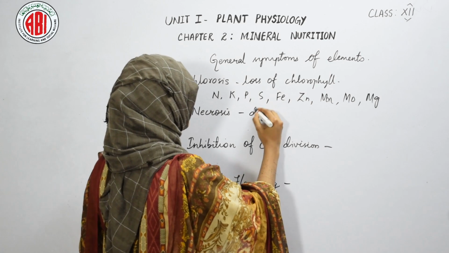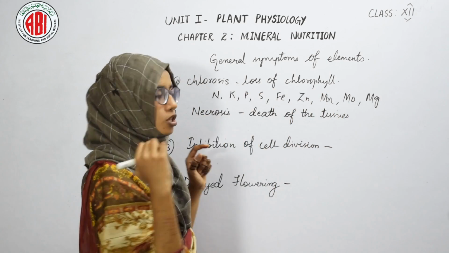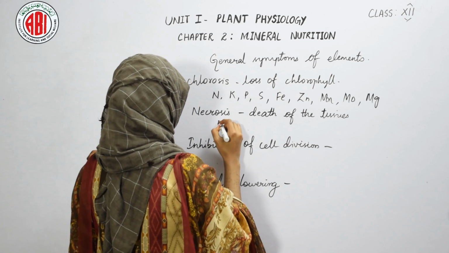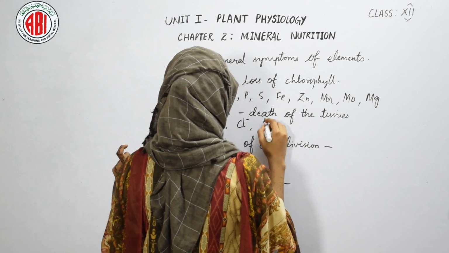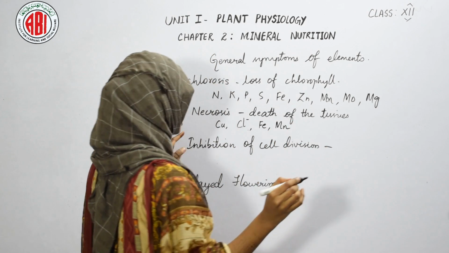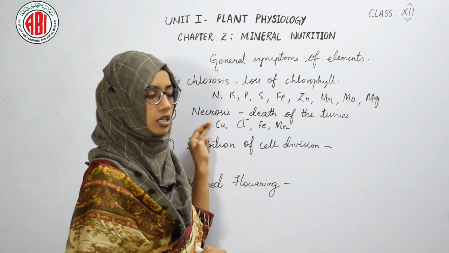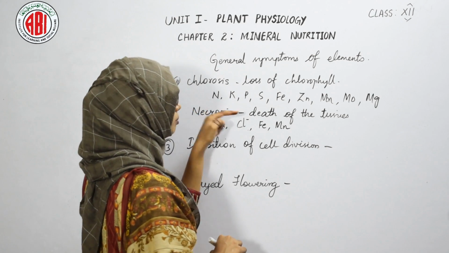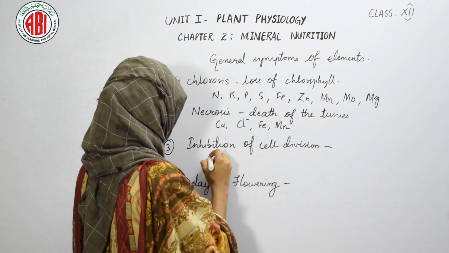Necrosis is the death of the tissue, and the death of the tissues occurs due to the deficiency of elements like copper, chloride ions, iron, and manganese. So these are certain elements. Due to their deficiency, the plant shows necrosis. That means the death of the tissues can take place in the absence of these elements.